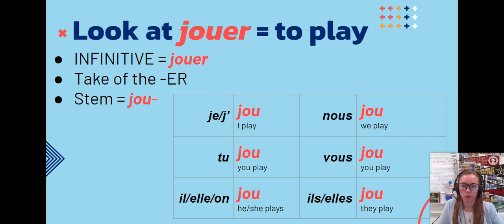Let's take a look at jouer, the verb to play. So I don't want to say I to play baseball. I want to say I play baseball. He plays baseball. So I took my ER off here, and now I have my stem, which I have written out, and then I'm going to add E, ES, E, ONS, EZ, ENT. So now my ending matches my subject.